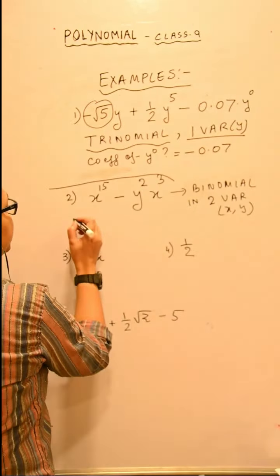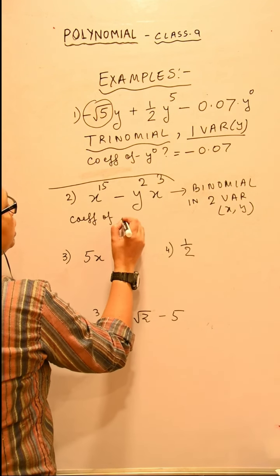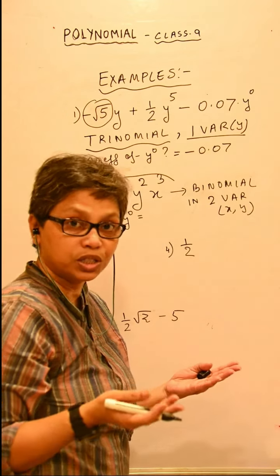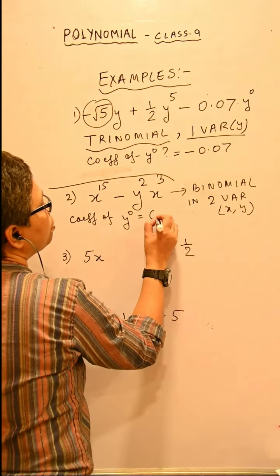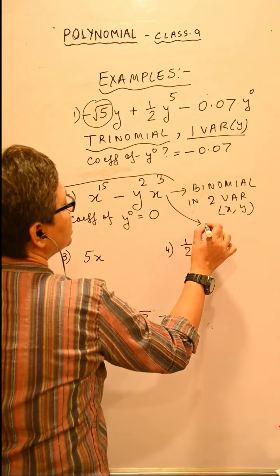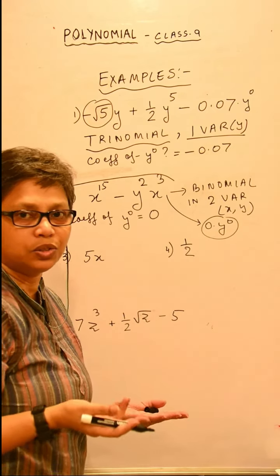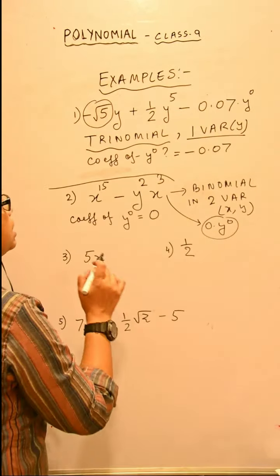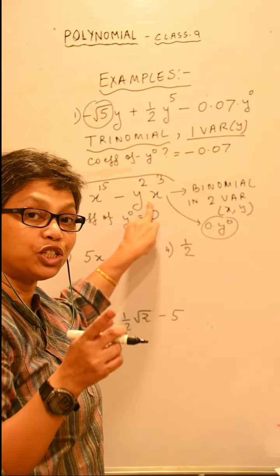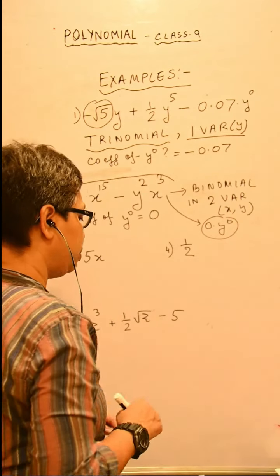So if somebody asks you, what is the coefficient of, say, y to the power 0? Since there is no constant term, the coefficient of y to the power 0 is 0, because here you can imagine as if 0 into y to the power 0 is present. So that is the thing. And this is something I have written for the first time: one term in the polynomial which has two variables. So this is an example in two variables.